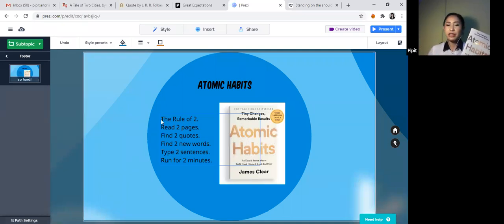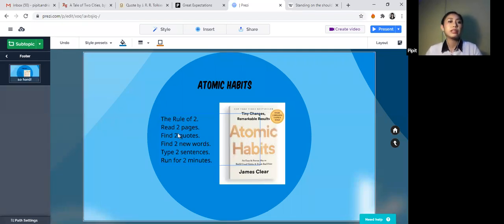Or find 2 quotes from this book. And after finding 2 quotes, stop, fine. Or find 2 new words if you're learning English, right? Or if you're a writer, just type 2 sentences. If you plan to start on an athletic life, just run for 2 minutes if you're lazy to do 2 hours jogging, for example. So the rule of 2 is really helpful, particularly when I'm really tired.